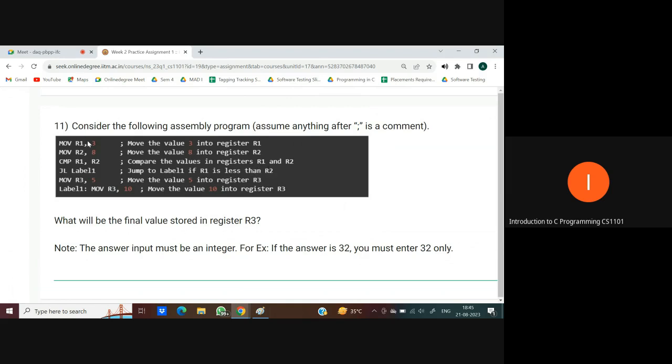So what do you think? Is R1 less than R2 here? Yes, it is, because 3 is less than 8. Then we will have to move to label 1. And label 1 says that you have to move a value of 10 into the R3 register, right? So 10 will be moved to R3. And finally, it asks what is the final value stored in register R3. What is the final value? 10. Exactly, it is going to be 10.